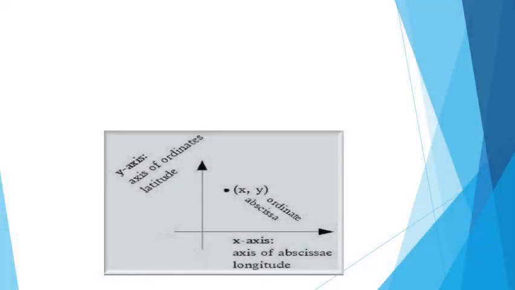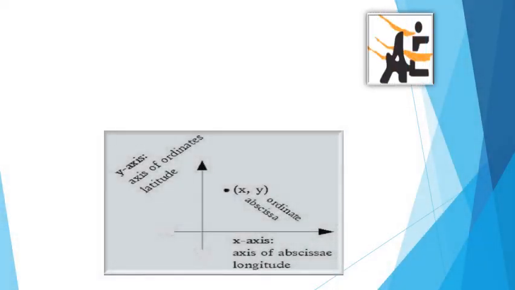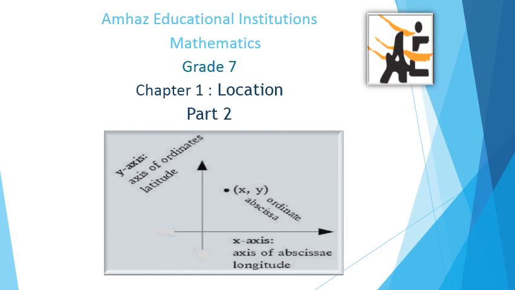Morning. Today we will continue with chapter 1, which talks about location. Here, as we said before, every point on the orthonormal system has coordinates. So the first one represents the abscissa, its projection on the x-axis, the horizontal line here, and the second one represents the ordinate, or its projection on the y-axis. Okay?